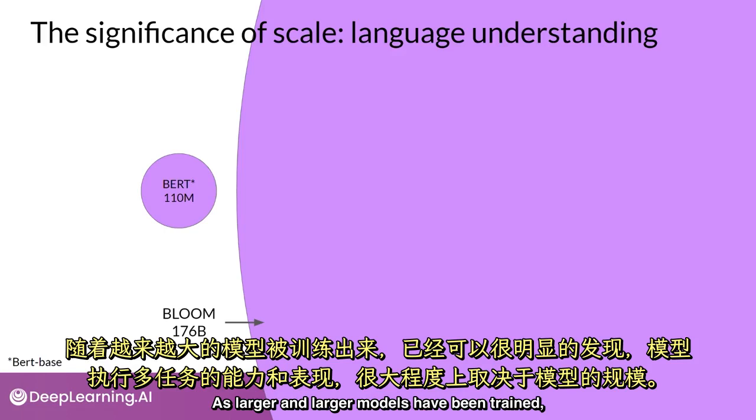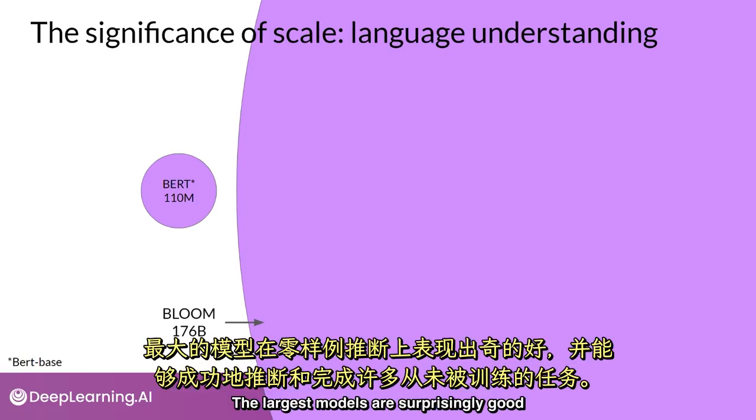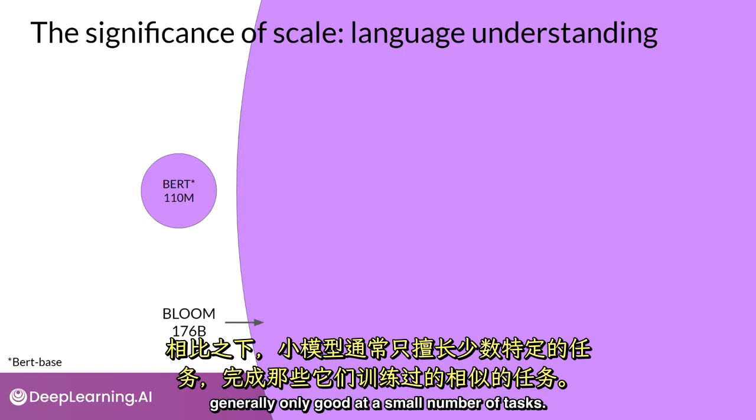As larger and larger models have been trained, it's become clear that the ability of models to perform multiple tasks and how well they perform those tasks depends strongly on the scale of the model. As you heard earlier in the lesson, models with more parameters are able to capture more understanding of language. The largest models are surprisingly good at zero-shot inference and are able to infer and successfully complete many tasks that they were not specifically trained to perform. In contrast, smaller models are generally only good at a small number of tasks, typically those that are similar to the task that they were trained on.